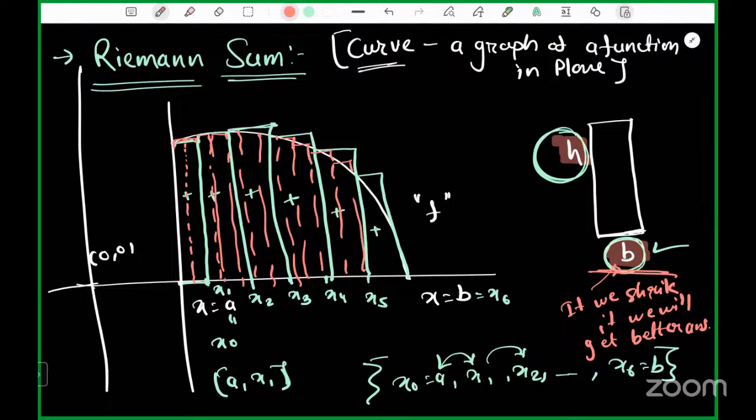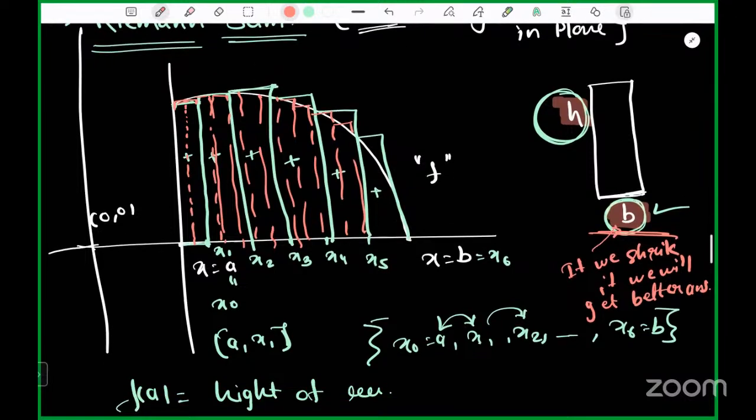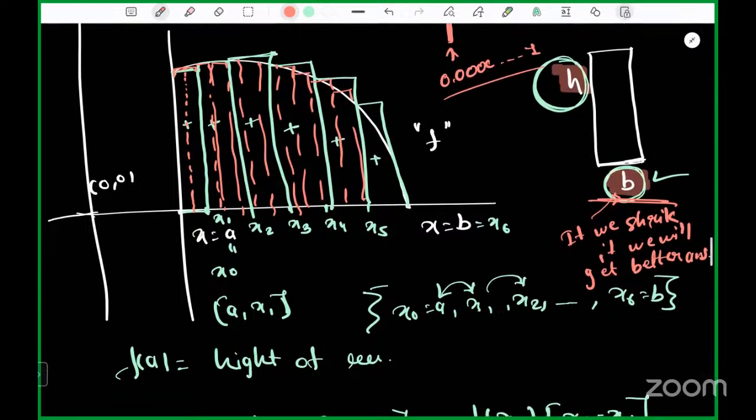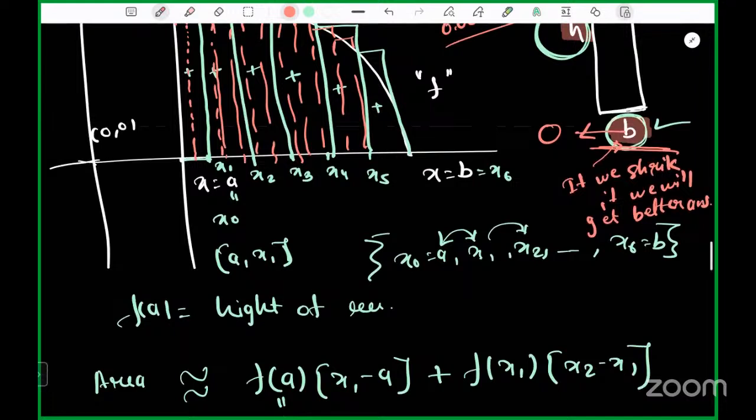So if we shrink the breadth of each rectangle, we'll get a better and better answer for the area under the curve, right? But up to which point can we shrink it? The answer is we can make very, very thin slices. For example, a slice of breadth 0.000, so many zeros, and then one, we can do that too. But how can we approach this mathematically? Here we want to take this b to 0, right? We want the breadth of each rectangle to be very, very close to 0. For that we can use a limit, right?